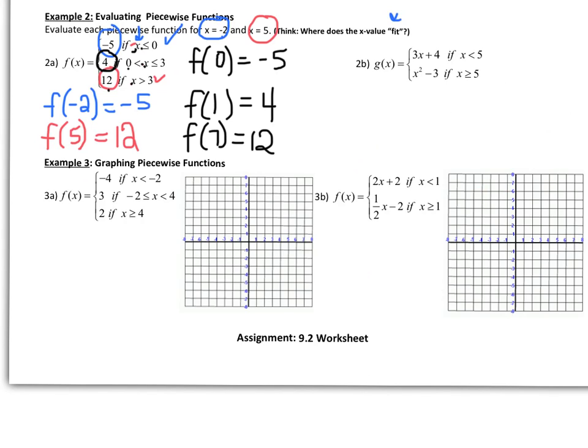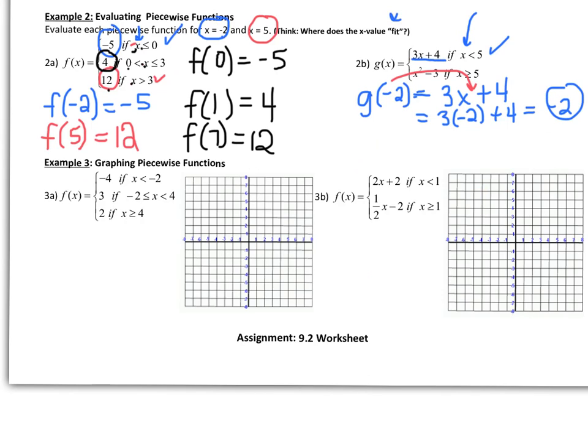On the next one, we're going to do the same thing. We're going to plug in -2 and 5. So let's go ahead and do that. This function is called g, so we'll have g of -2. And we just have to see, where does x fit? Is -2 less than 5? Yep. So we use that, 3x plus 4. And now we just take that -2 and plug it in for x. So we write 3 times -2 plus 4. And if you calculate that out, you get -2.